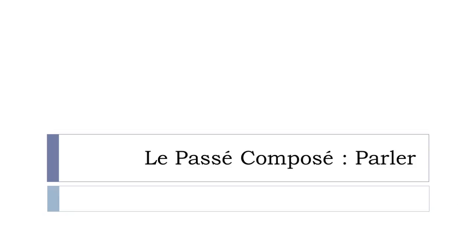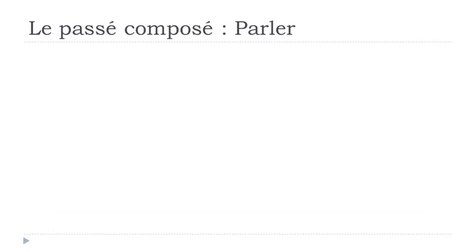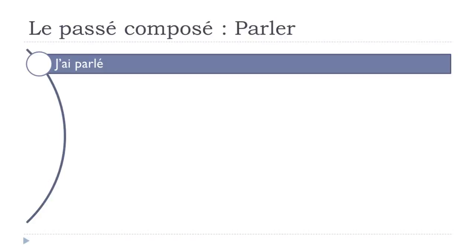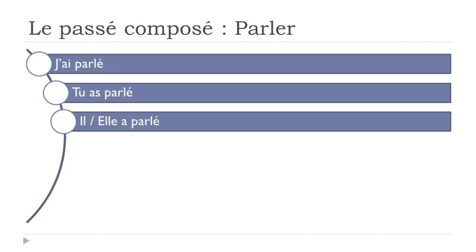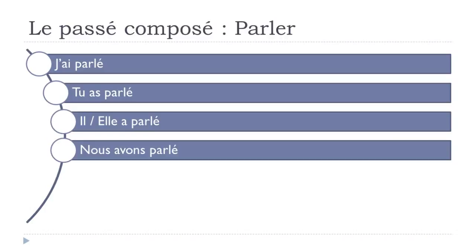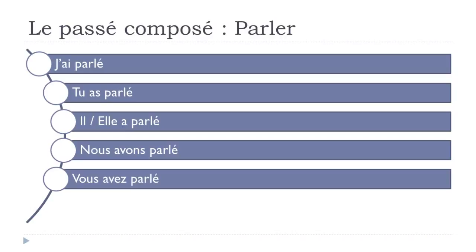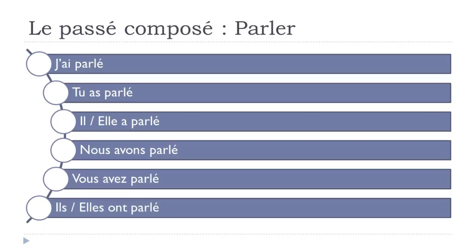The passé composé form of the verb parler. Parler is to speak or to talk. Okay, so let's discover it right now. First person, j'ai parlé. Tu as parlé. Il a parlé. Elle a parlé. Nous avons parlé. Vous avez parlé. Ils ont parlé. Elles ont parlé.